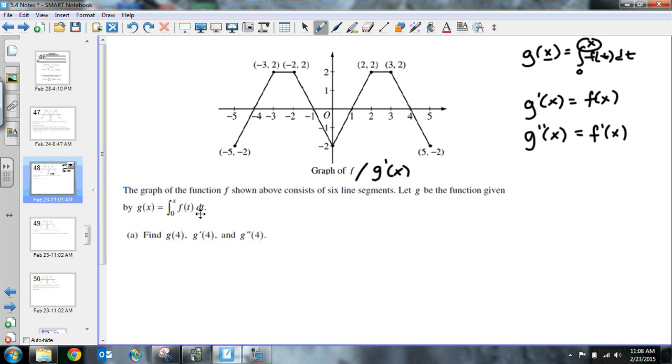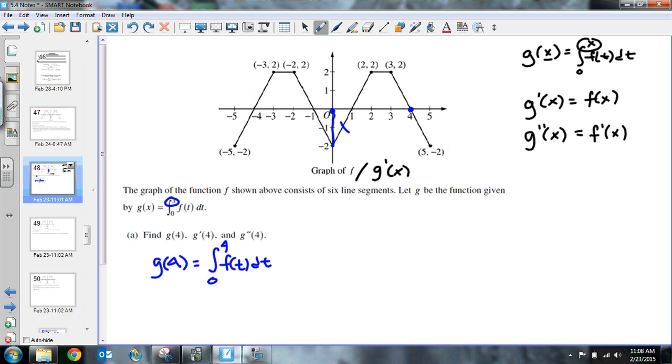So now down here in part A, it wants me to calculate these three different values: g of 4, g prime of 4, and g double prime of 4. Let me first do g of 4. If I do g of 4, that means I'm going to take the integral between 0 and 4. 4 is where I plug my value in for x, okay? So I plug it in here, of f of t dt, okay? So I want to calculate this area between 0 and 4.